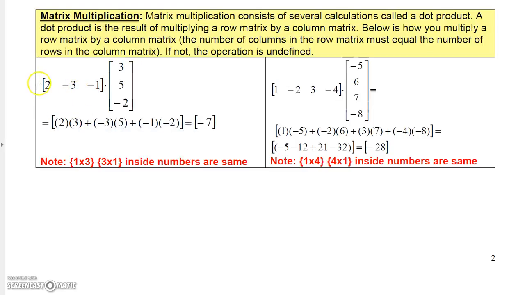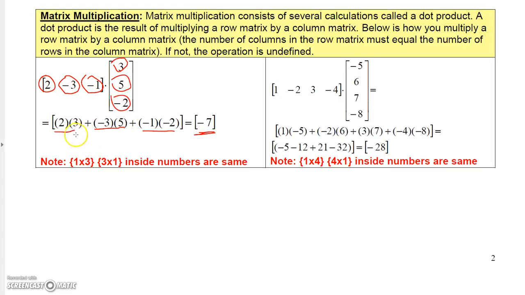What you're going to do is multiply the first entry in the row by the first entry in the column, 2 times 3. Then you're going to add that to the second entry in the row times the second entry in the column, so you're going to add negative 3 times 5. And then you're going to add to that the third entry times the third entry, and that's going to be negative 1 times negative 2. So you just add those three together. 6 plus negative 15 is negative 9, and then negative 9 plus 2 is negative 7. And you're just going to get a 1 by 1 matrix.